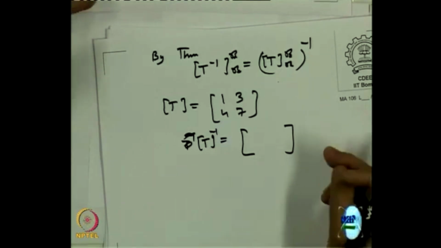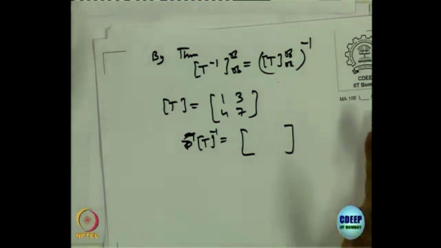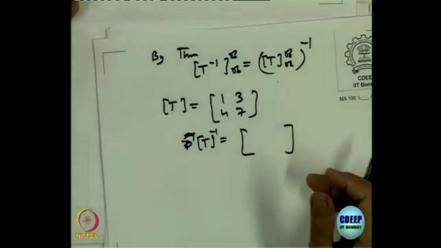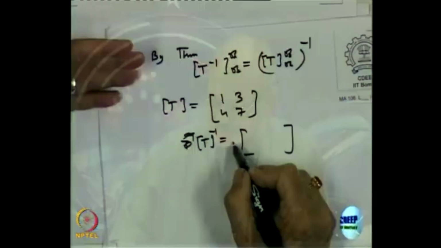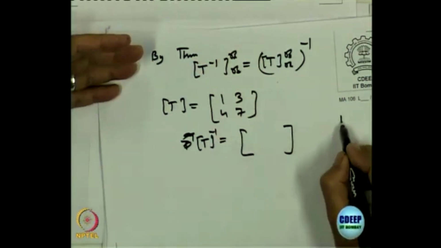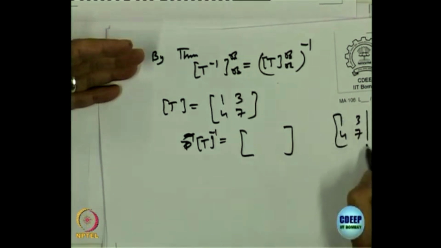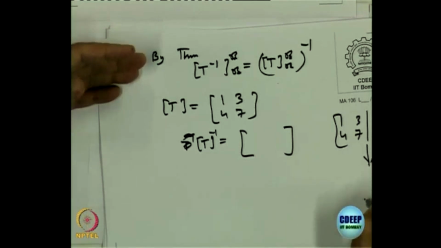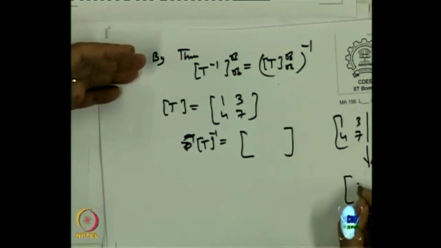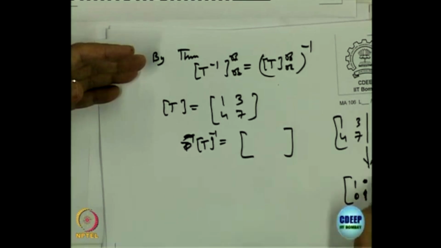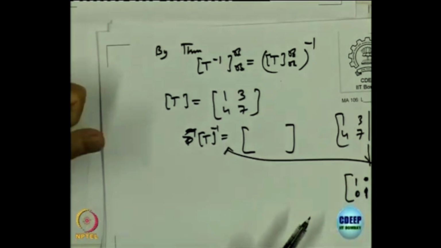You can do it by your adjoint method if you like, or you can do it by row operations, adjoining the identity matrix. Remember that process; whichever is easier, you can do that. Clear? Okay. So to find this inverse, you can start with T, 1 3 4 7, and write 1 0 0 1 next to it, and transform it using row equivalent form, so that the first part comes out as the identity, and the second part will come out as something, and that is precisely my inverse. That is another method of doing it.